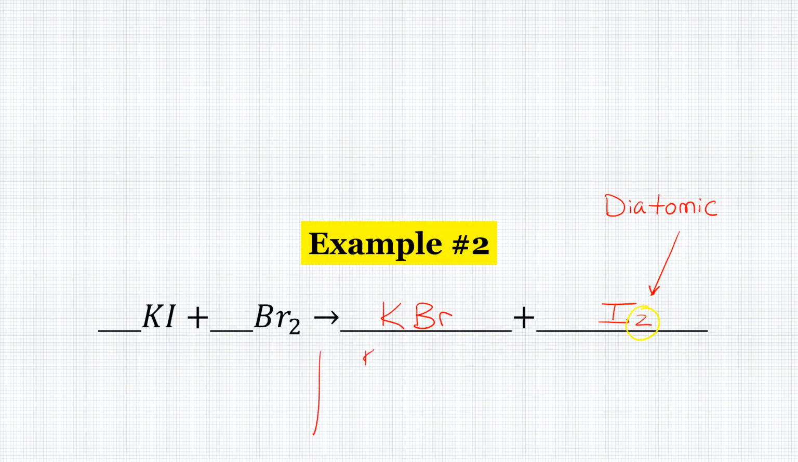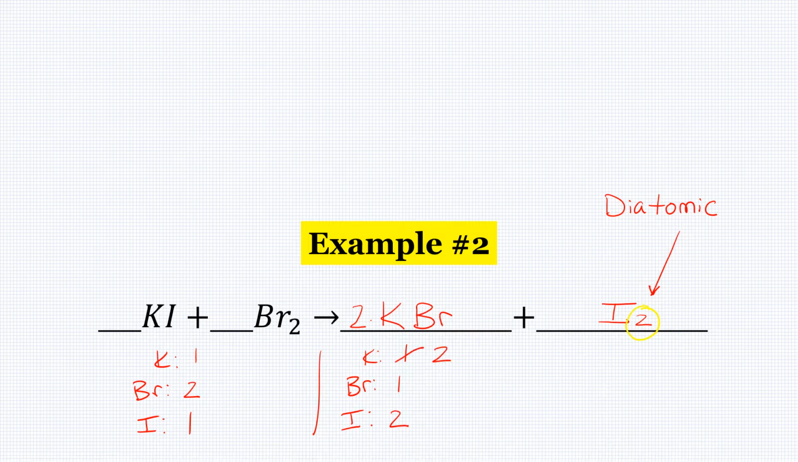I have potassium, bromine, and iodine. Potassium, bromine, iodine. And I see 1 potassium, 1 bromine, 2 iodines. On the left side, it's 2 bromines and then 1 of each. Okay, so let's see here. I need to put a 2 in front of the bromines on the product side because I've got 2 bromines on the reactant side.